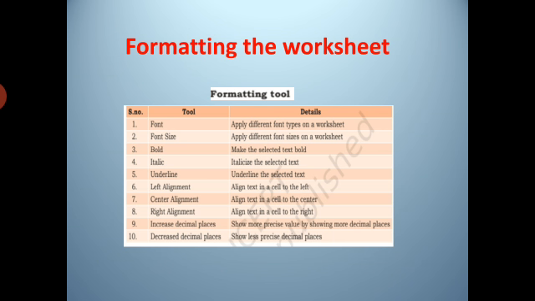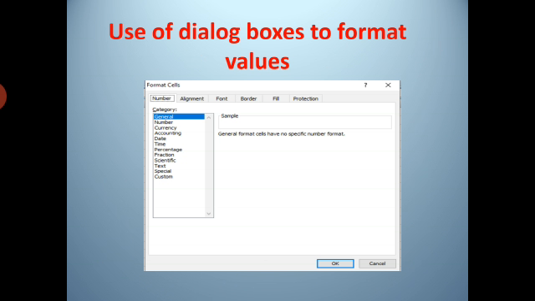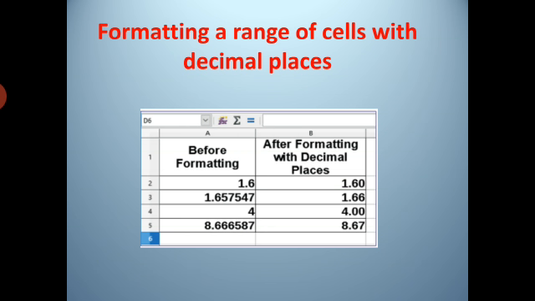Increase decimal places. It is used to show a more precise value by showing more decimal places. Decrease decimal places. It is used to show fewer decimal places. Now, use of dialog boxes to format values. Dear students, it is also possible to format the cell using the Format Cells dialog box. The Format Cells dialog box can be opened by clicking on Format Cells in the Format drop-down arrow in the Cells group under the Home tab.